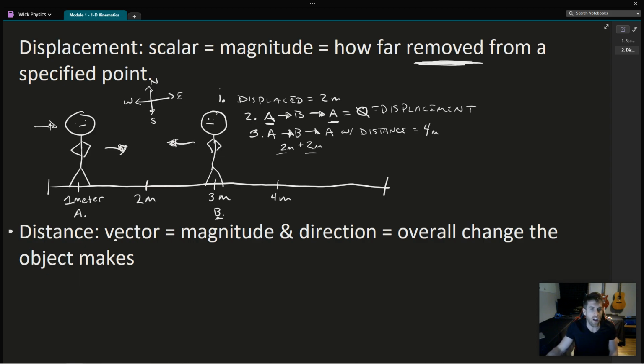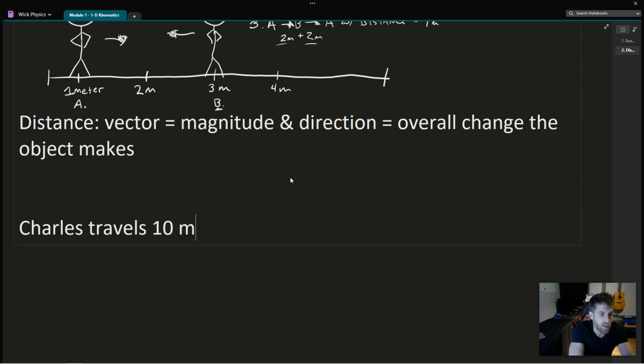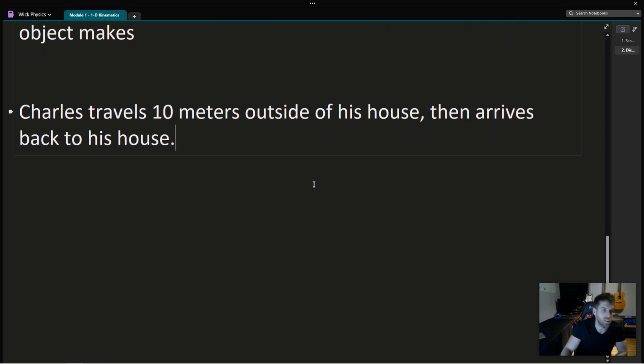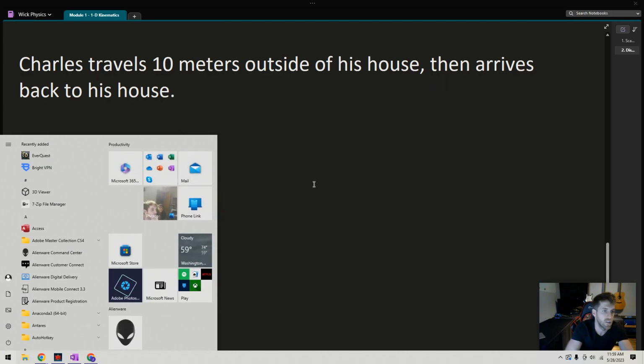You can think of a lot of different questions like this. We'll go over a few examples here. All right, let's have Charles travels 10 meters outside of his house, then arrives back to his house. So, a simple question. Charles travels 10 meters outside of his house, then arrives back to his house.